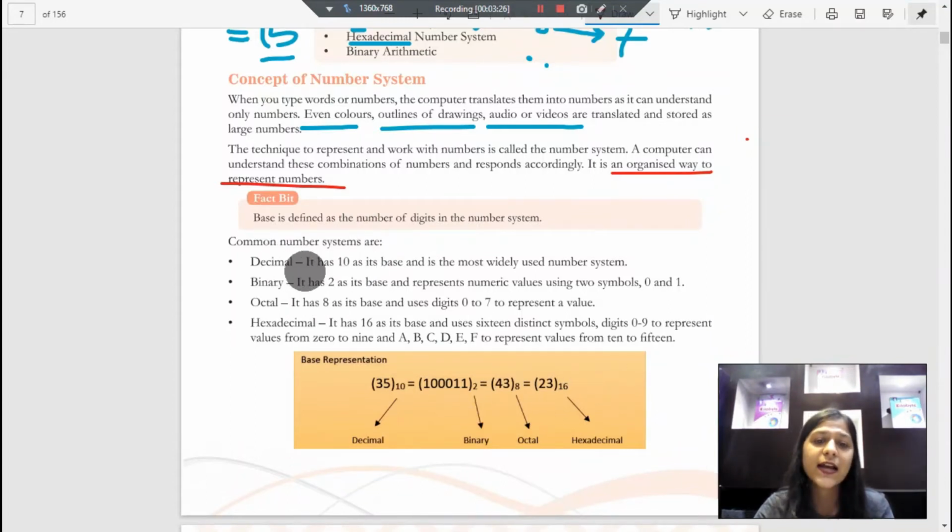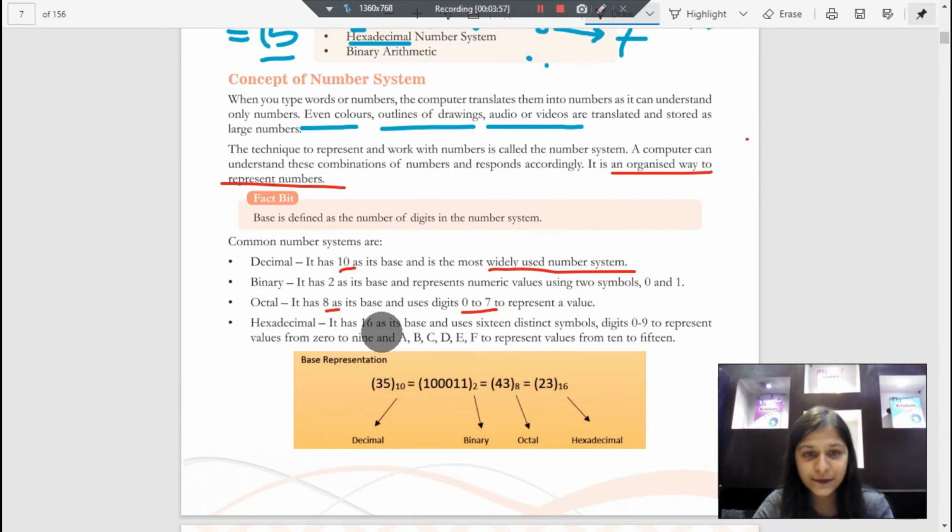So decimal. It has 10 as its base. It is the most widely used number system. So why is it widely used? Because everywhere in text or in common understanding in the markets, we use this system. Then we have binary. It has 2 as its base and represents numeric value using the two symbols 0 and 1. Octal. It has 8 as its base and uses 0 to 7.